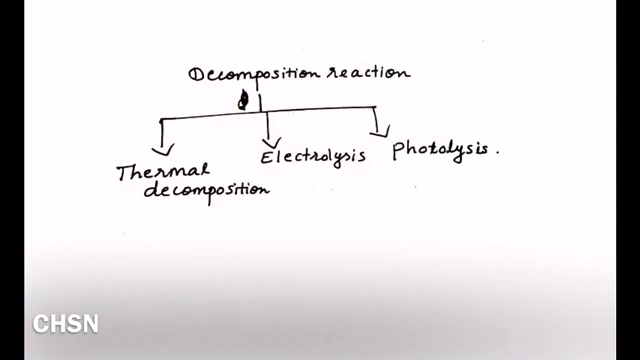Generally we can say that decomposition reaction is of three types: thermal decomposition, electrolysis, and photolysis. So why is there a classification? This classification is based on the reaction conditions. Under what conditions does the reactant decompose? Based on the conditions, we divide decomposition reaction into these three types. Now we will see the examples of decomposition reaction.